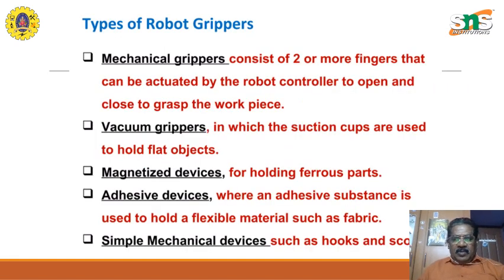This was already discussed in the previous video, but just to have a continuation, we will have this. We have mechanical grippers, and we have vacuum grippers. Let us say a sheet of glass has to be picked up in a glass factory, we will have a vacuum gripper. We have magnetized grippers for holding ferrous parts. Then we have adhesive devices, and simple devices like hooks, etc.